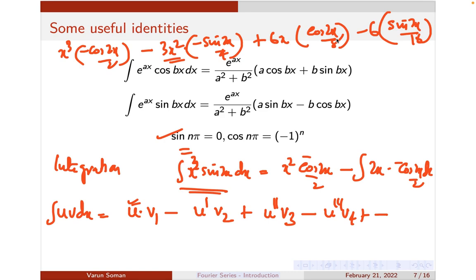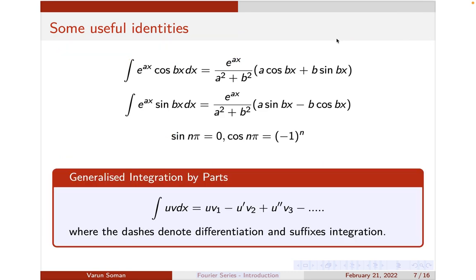I hope the generalized integration by parts is clear. So this is an example of generalized integration by parts, and this is the formula for it. Please try to do it yourself: find the integral of x square into e raised to 2x dx using this generalized formula. This will also help you to simplify some computations.